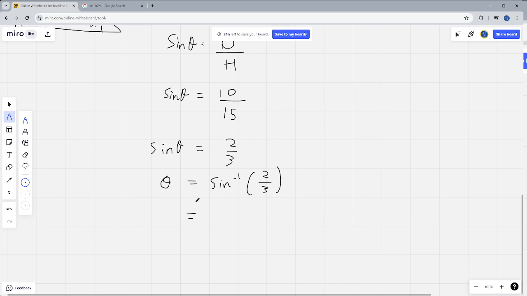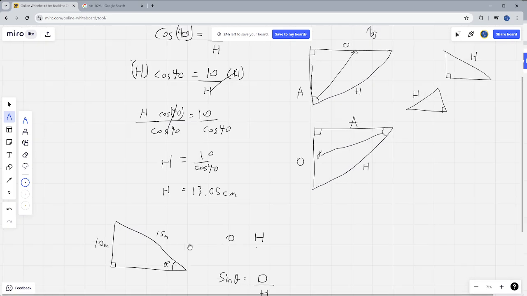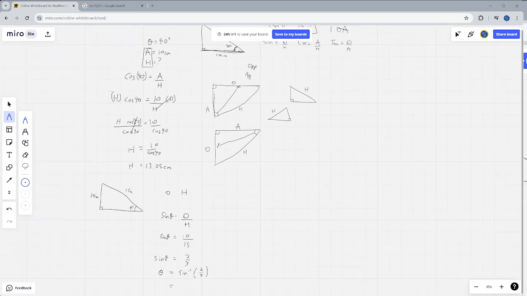So that is how we solve these types of SOH CAH TOA questions. Please go through, review this, take your notes, and if you have any questions, let us know.